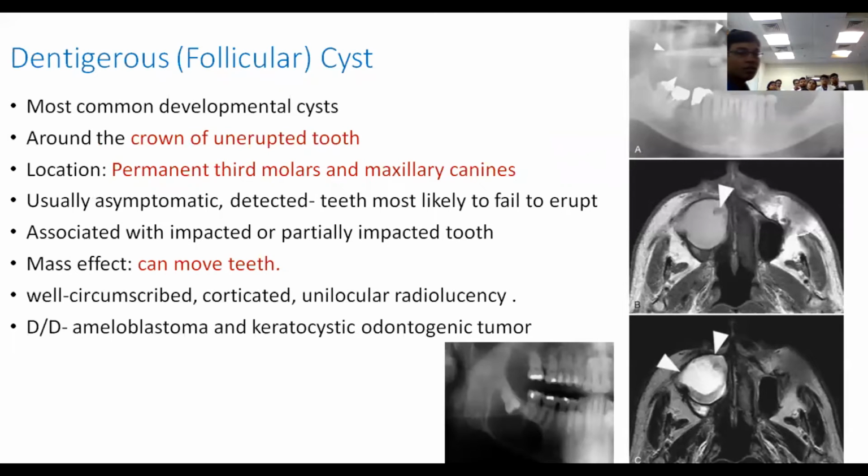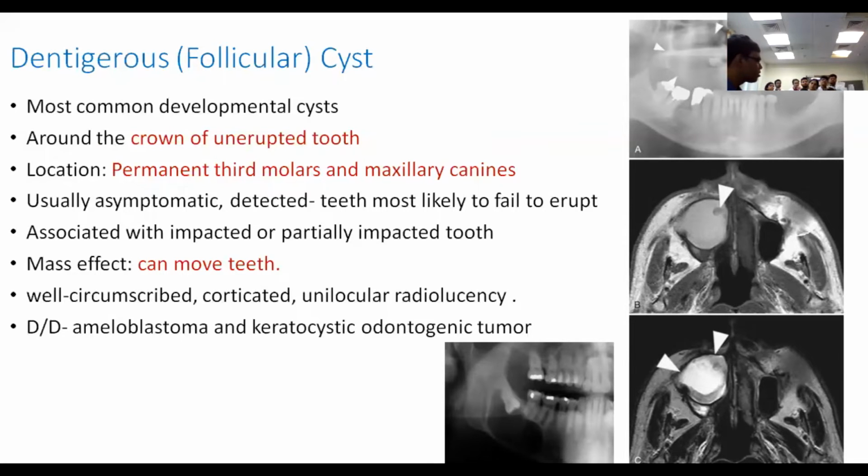So dentigerous. Whenever we are talking about all the cystic structures, whether it is radiopaque, radiolucent, or whatever, you have to know the location of the tooth. Whether it is erupted, non-erupted, whether it's encased within the cyst, or outside the cyst, whether the crown is inside, whether the root is inside. It is the most common developmental cyst, not acquired by infection. It is the most common developmental cyst, and it is around the unerupted tooth.